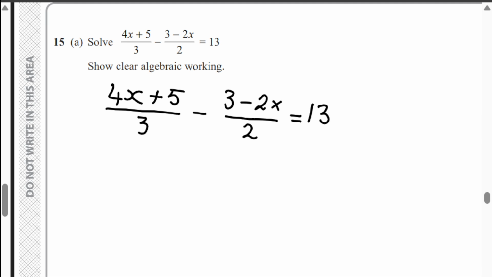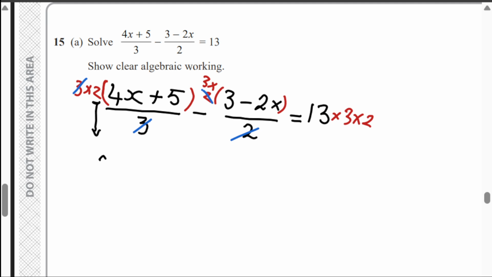We multiply everything by 3 and we multiply everything by 2. Doing that will cancel the denominators. Let's do it. So I will multiply all this by 3 times 2, I'll multiply all this by 3 times 2, and I will multiply this by 3 times 2. Now what will happen? This 3 will cancel this 3, and this 2 will cancel this 2. So then we will have 2 only.